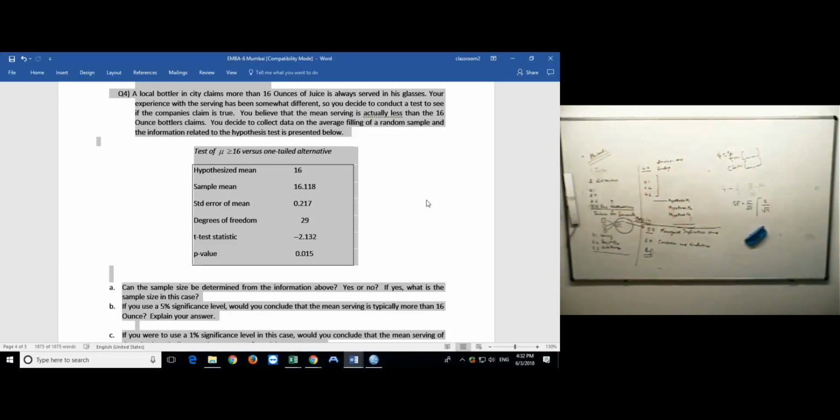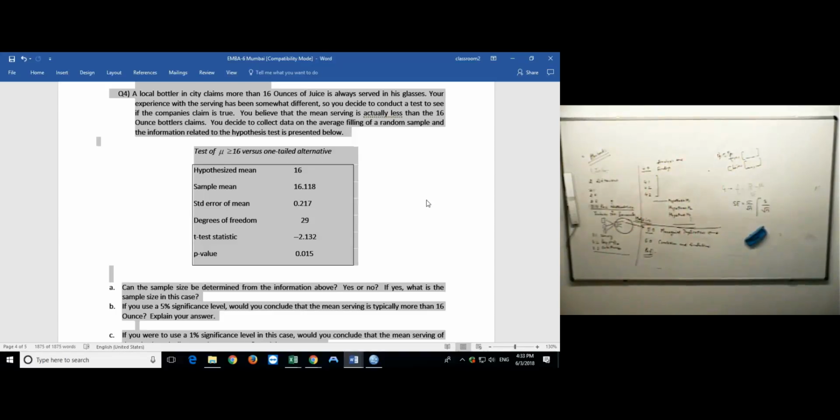Mr. Rohan, what used to be the second point? Which test is required to be done in this one? Already the answer is there in front of you. T-test will be done, because the t statistic is already given to you, so obviously T-test. Can the sample size be determined? How much will be the sample size? Degree of freedom is how many? 29. So sample size will be 30, because degree of freedom is n minus 1, therefore n will be degree of freedom plus 1, which is 30.